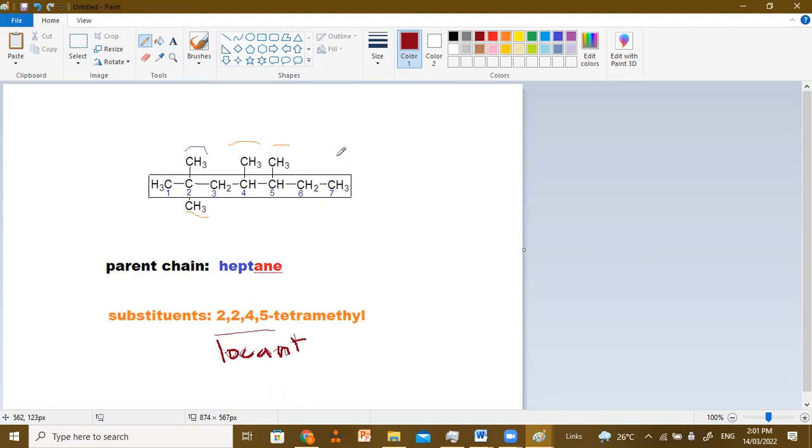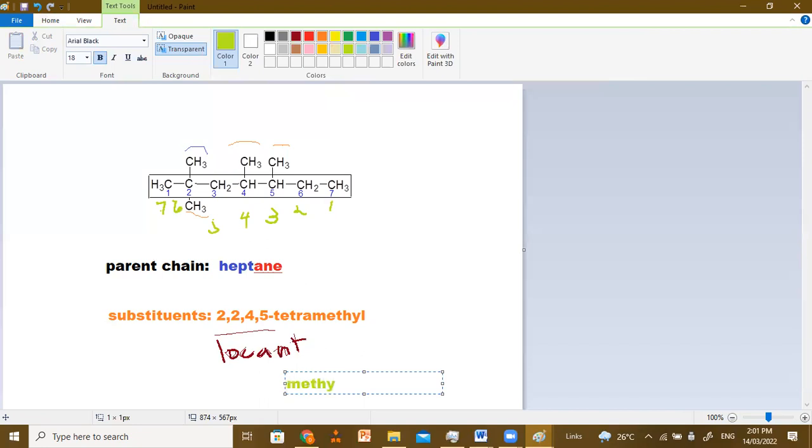Okay, so we can also start counting from the right. You have carbon 1, carbon 2, carbon 3, carbon 4, 5, 6, and then carbon 7. If we count in this manner, the locant of the methyl is at carbon 3. You have another on carbon 4, and another on carbon 6, 6. And then there are 4, tetramethyl.